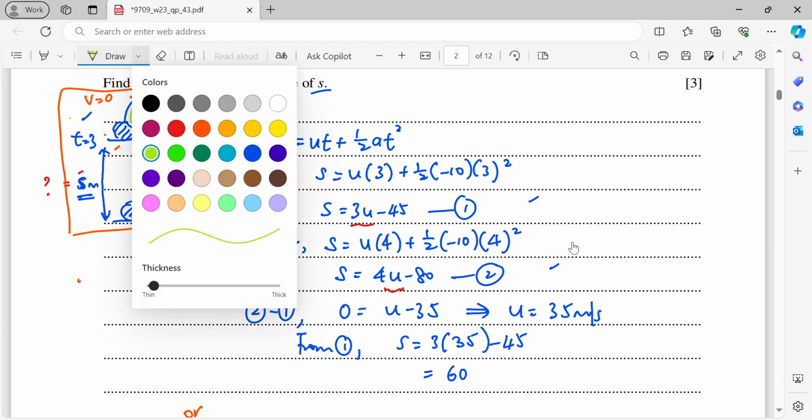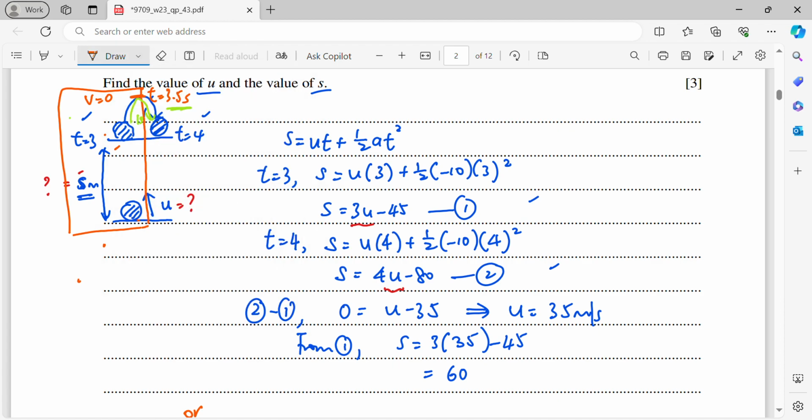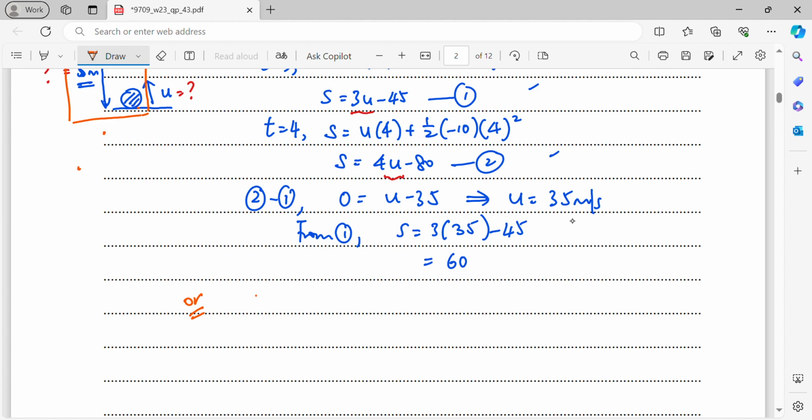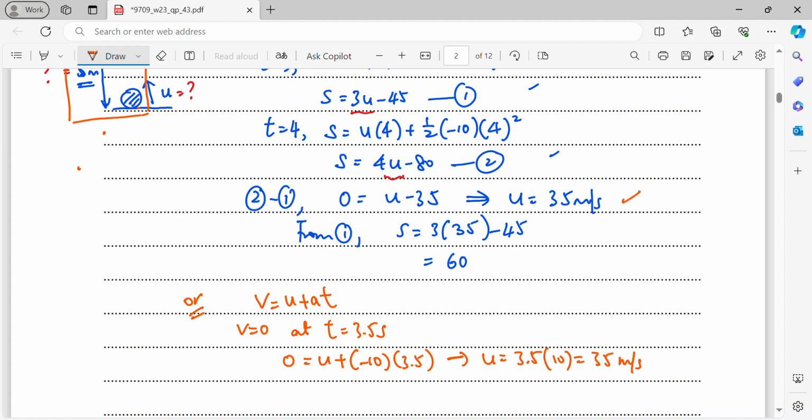Here I show you the second method to solve this problem. You will be using v equals u plus at. v equals 0 at t equals 3.5 seconds. Then from here, you can easily get your u. v equals u plus a, where a is minus 10, and t is 3.5. Therefore, your u is going to be 3.5 times 10, which is 35 meters per second. So this is why you get it.